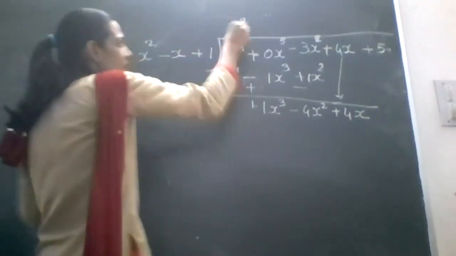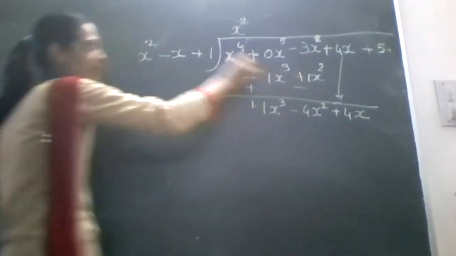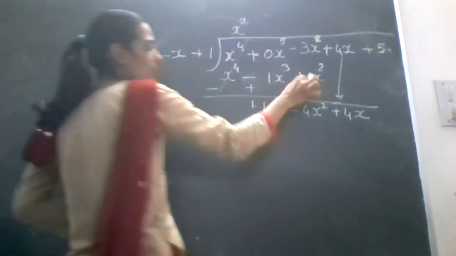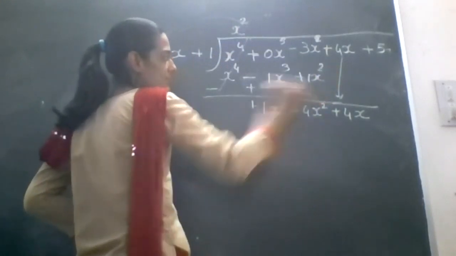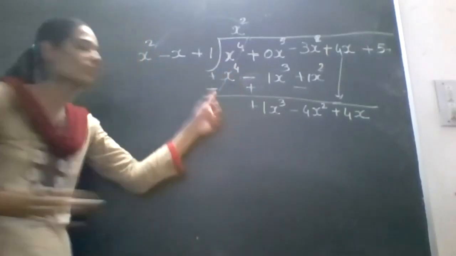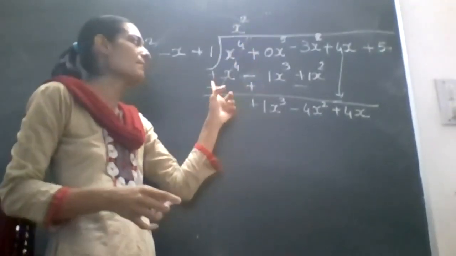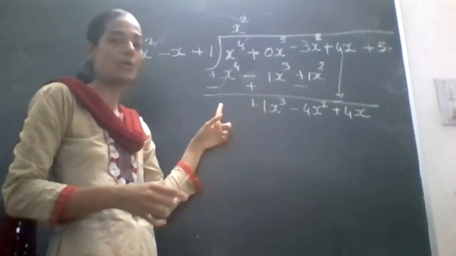X into 4, x square into minus x, we will get minus 1x cube. X square into 1 becomes plus 1x square. Now change the sign. Plus, minus, minus, plus and here plus for that. So we have written the minus. Now plus x into 4 and minus x into 4 will cancel out.